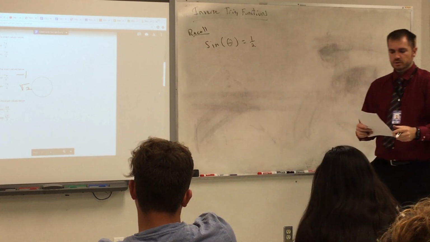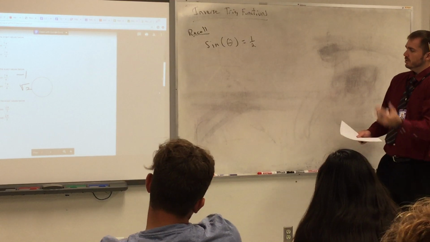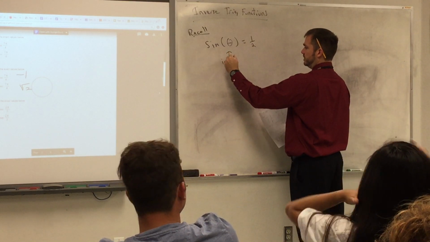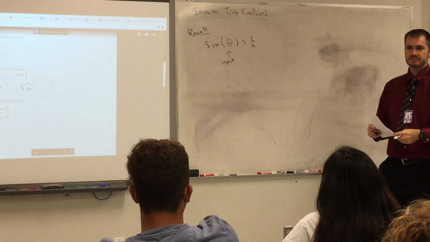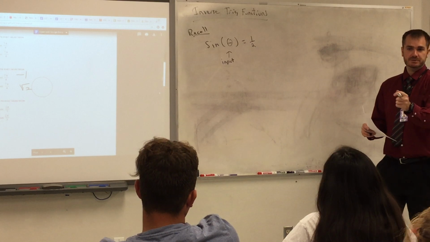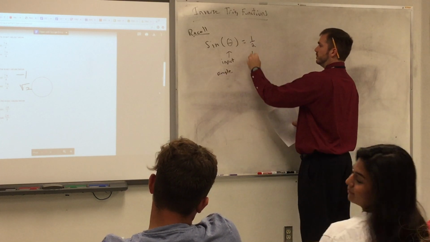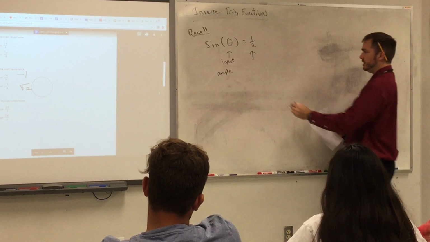Let's say I write that expression right there, or equation, sine of theta equals 1/2. We talked about how theta is our input, right? What sort of thing is theta? I'm looking for the word angle. Someone said it. Yeah, it's an angle. What sort of thing is the 1/2? It's a ratio.